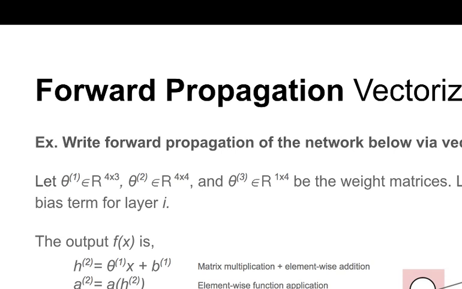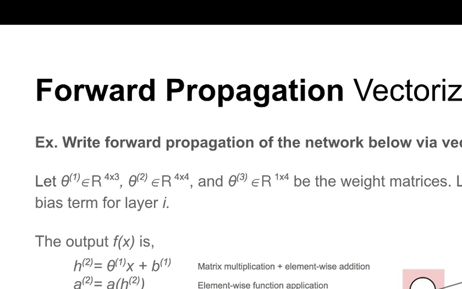And let b_i be the bias term for layer i. So the output is really just this. It's theta 1 x plus b, and then you apply the activation. You do the same thing: you apply the weight matrix on the activations, you apply another activation, and that's how you get to the end, right?